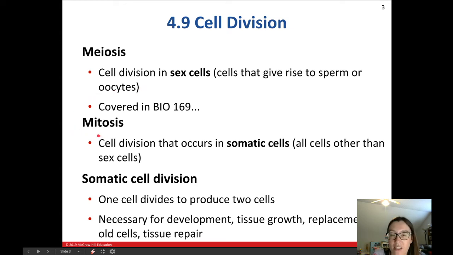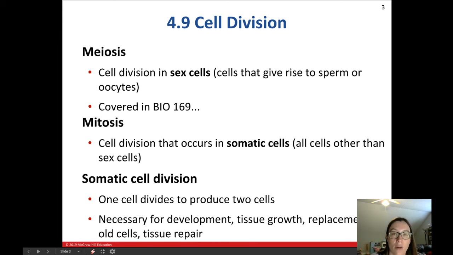But mitosis is the type of cell division that occurs in somatic cells. And that means like all of your body cells, all the cells that are not sex cells. And in somatic cell division or mitosis, one cell divides to produce 2 cells. And these cells are diploid cells. That means they have two sets of chromosomes. So you'll have one from your mom and one from your dad. So you have 23 pairs of chromosomes. So 2 sets of chromosome 1, 2 sets of chromosome 2, 2 sets of chromosome 3, and so on.